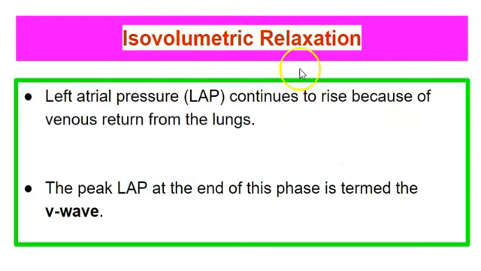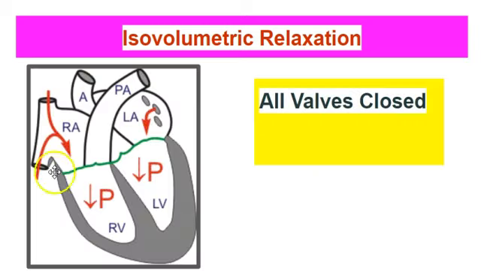Then isovolumic relaxation starts. The left atrial pressure continues to rise because of venous return from the lungs. Remember the atria are constantly being filled. The peak LA pressure at the end of this phase is termed the V wave if you're looking at it from a cath perspective. Isovolumic relaxation, all valves are closed.